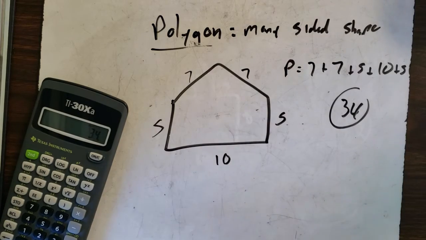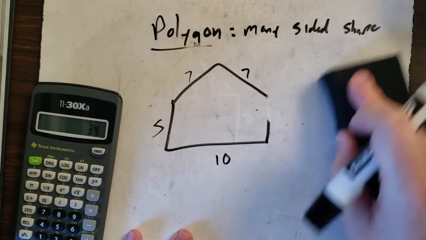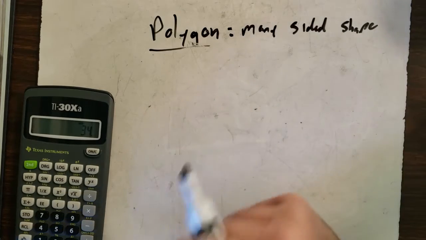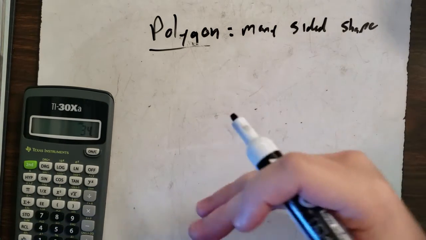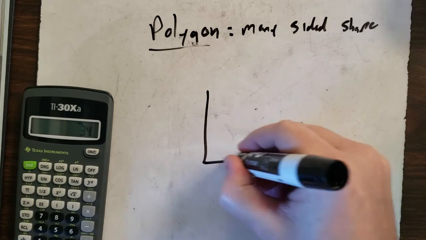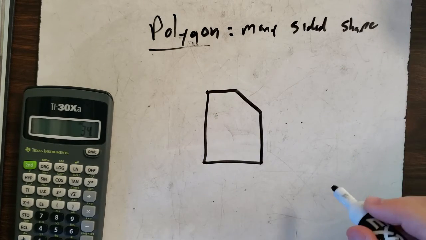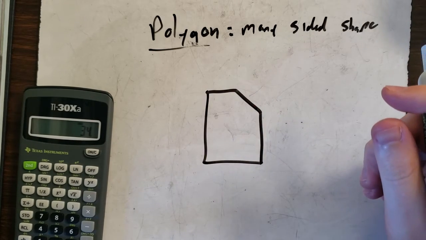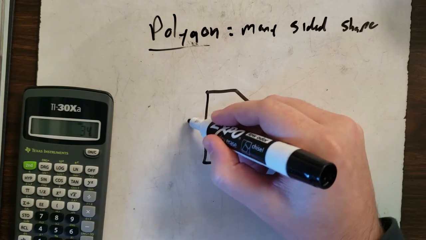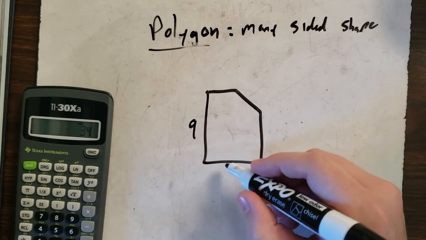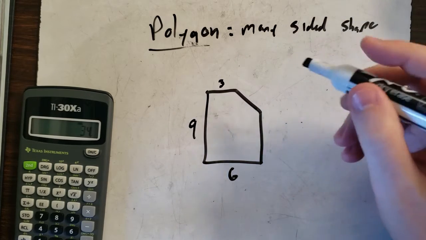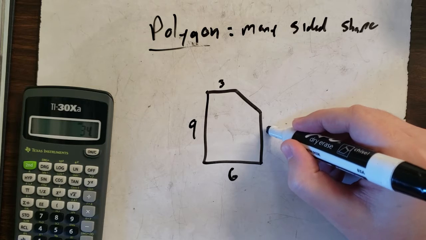Now, what about area? Area is a little different. To find the area of a shape, you have to cut the shape you get into smaller shapes that you know the formulas for. So let's take this shape here. Let's say we have, let's make this 9, let's make this 6, let's make this 3, let's make this 5.